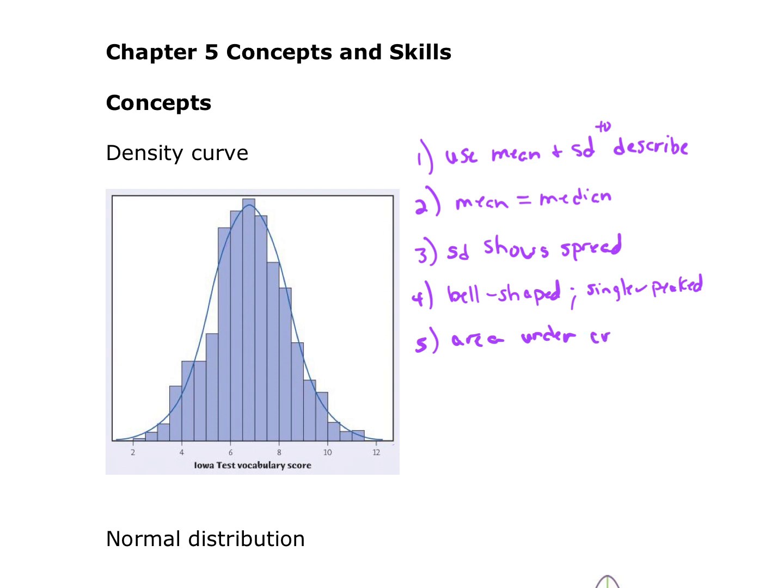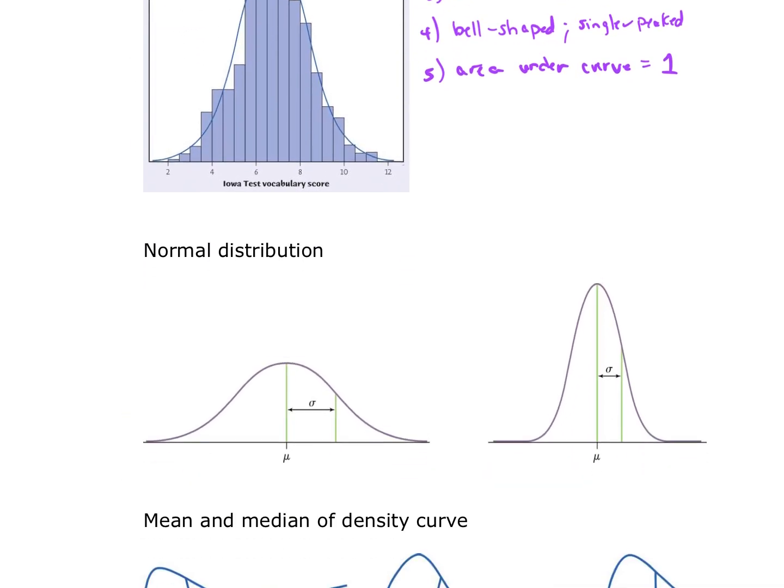Area under curve equals 1. That way, if we start talking about shading a particular part of this curve, we can talk about it in terms of a percent or a proportion. So that's the beauty of saying that we want the area to be equal to 1. Okay? So those are some of the general ideas of a normal distribution.